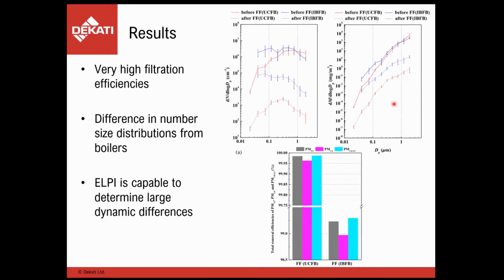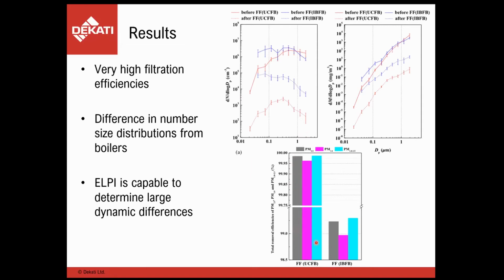Here are the results. As said, the measurements were done in 2 coal-fired plants. One was a circulating fluidized bed, and the other one was a bubbling fluidized bed. So the bubbling fluidized bed results are shown as the blue graph, and then the circulating fluidized bed is shown as the red graph, both for number and for mass. So here we see before the filter and after the filter, and the same thing for the circulating fluidized bed before and after. And we can see that in both power plants, very high filtration efficiencies can be reached.